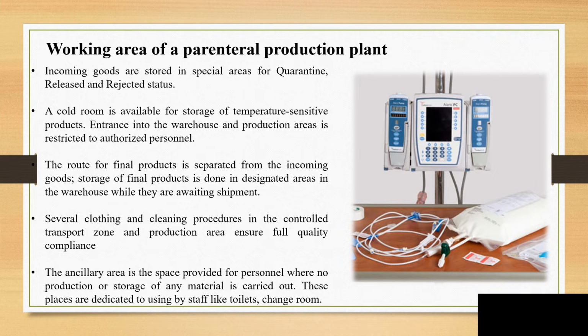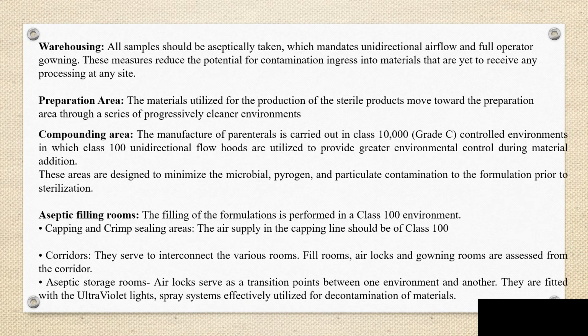Then there is also a cold room, where the temperature is maintained, especially for temperature sensitive products. Entrance takes place into the warehouse, and then it goes to the production area. The route of the final product is separated from the incoming goods. Both the final products being prepared and the incoming goods have to be separated, and there are several clothing and cleaning procedures in the controlled transport zone. The ancillary area is the space provided for personnel where there is no production or storage.